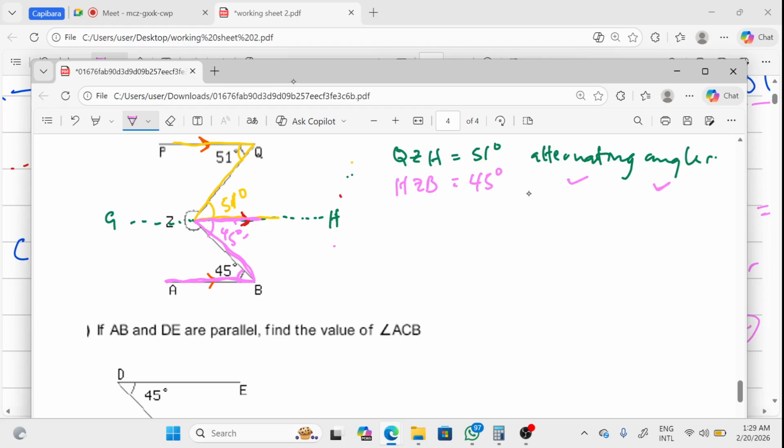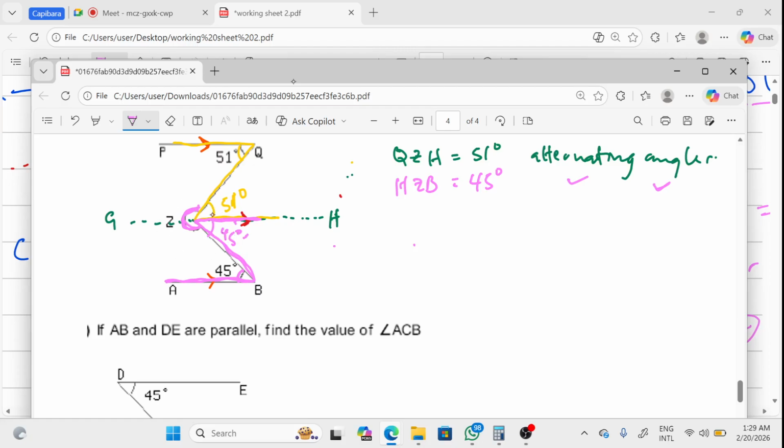So the question asks now: what is the value of this angle? Shemilore, what do you think the angle will be? The value of this Z. Which one? This Z angle, this one. What do you think the value will be? Also 45. Shemilore, please check well. Don't disappoint me. The answer you are giving me is breaking my heart.